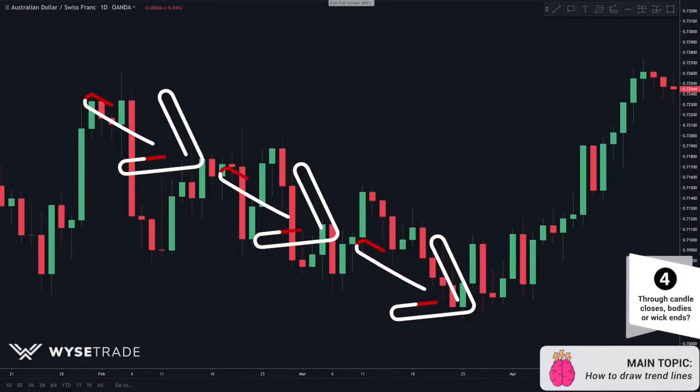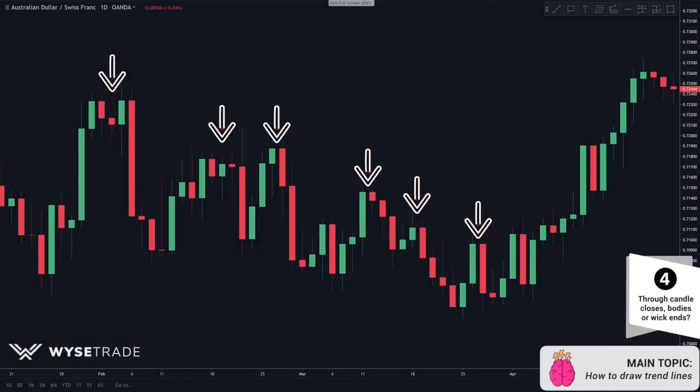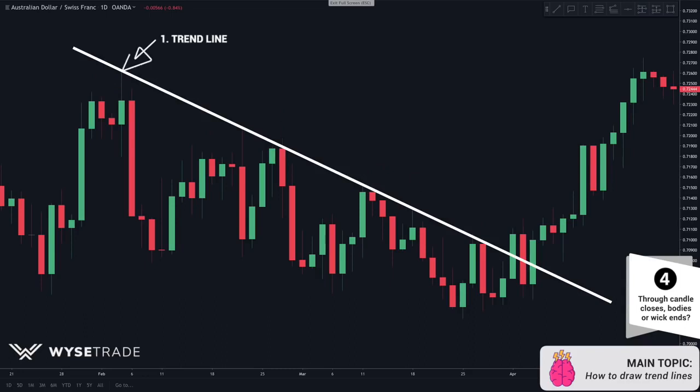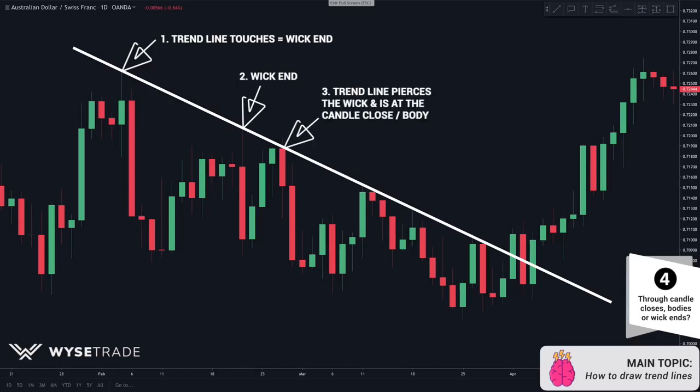So here was your clear downtrend. And in order to hit all these points here, this is where you would have placed your trend line. Now notice how this point here, the trend line is at the wick end. And again at this point here, the trend line is at the wick end. Now at this third point, the trend line is piercing the wick and touching the candle body, which is necessary in order to be able to hit the following points.